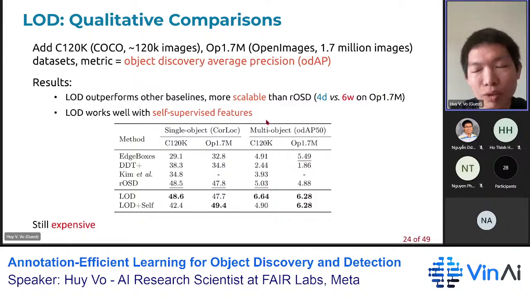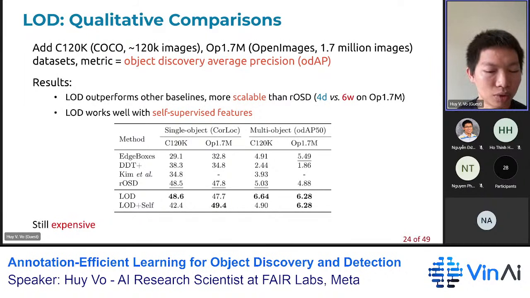LOT was able to run on Open Images in 4 days with a large cluster of machines instead of 6 weeks for ROSD. And we also combined LOT with self-supervised features, and this combination achieves state-of-the-art performance for single object discovery on the Open Images dataset, as we can see here. So I have shown that with a change of formulation for unsupervised object discovery in LOT, we are able to perform the task on a very large dataset of millions of images.